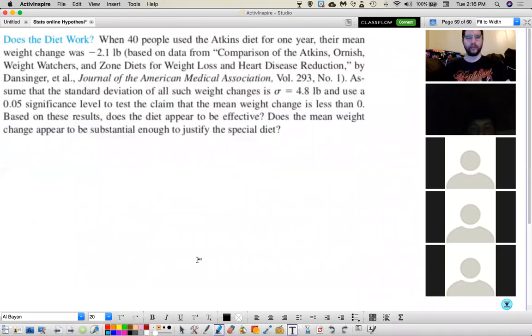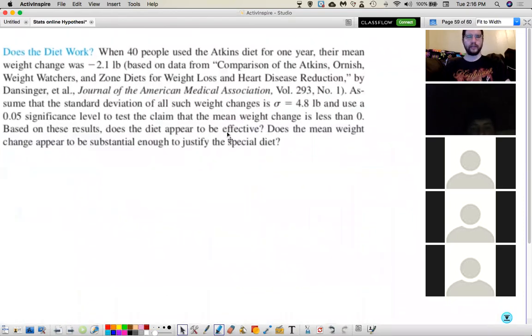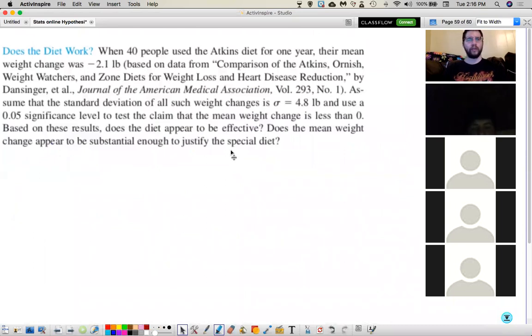It is. Okay. The Atkins diet, does it work? When 40 people used the Atkins diet for 1 year, their mean weight change was negative 2.1 pounds. Assume that the standard deviation of all such weight changes is 4.8 pounds, and use a 0.05 significance level to test the claim that the mean weight change is less than 0. So that's what we're going to test. That's what we need for our hypotheses.